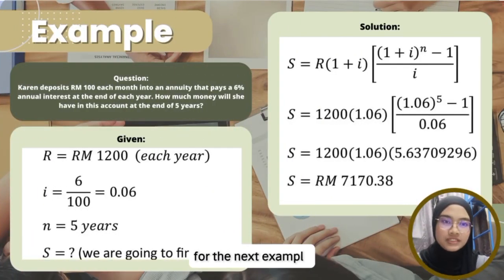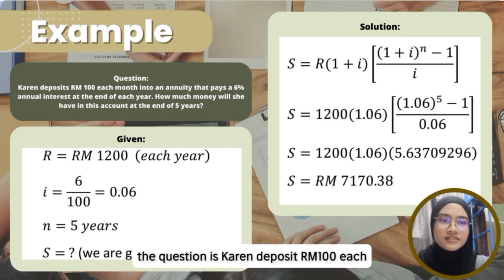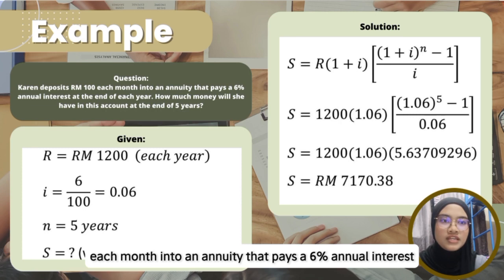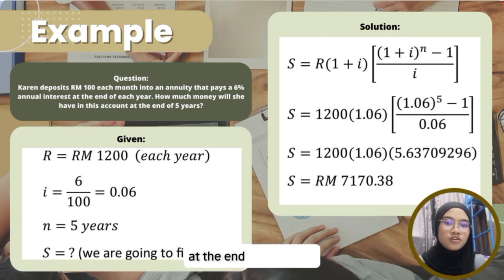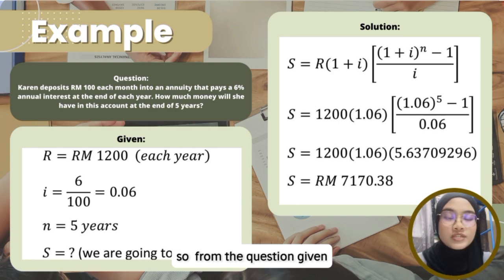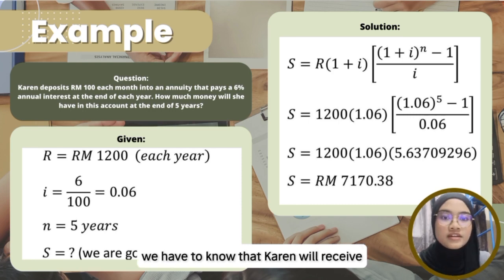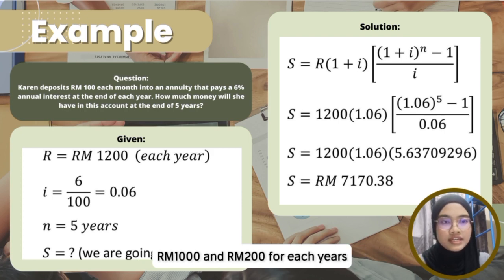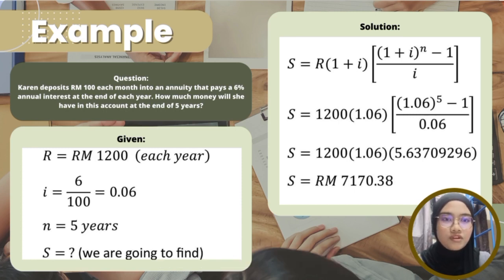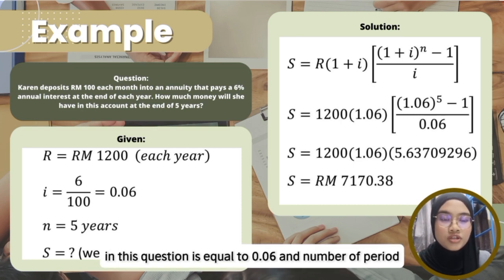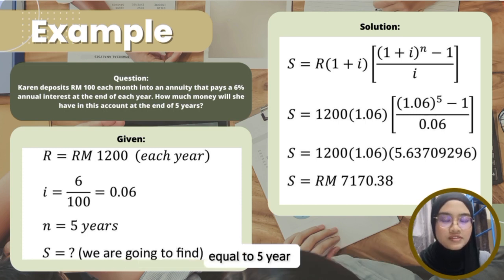For the next example, the question is Karen deposits 100 ringgit each month into an annuity that pays 6% annual interest at the end of each year. How much money will she have in this account at the end of 5 years? From the question, Karen will deposit 1,200 ringgit each year, by multiplying 100 ringgit by 12 months. The annual rate in this question is equal to 0.06 and the number of periods is equal to 5 years.